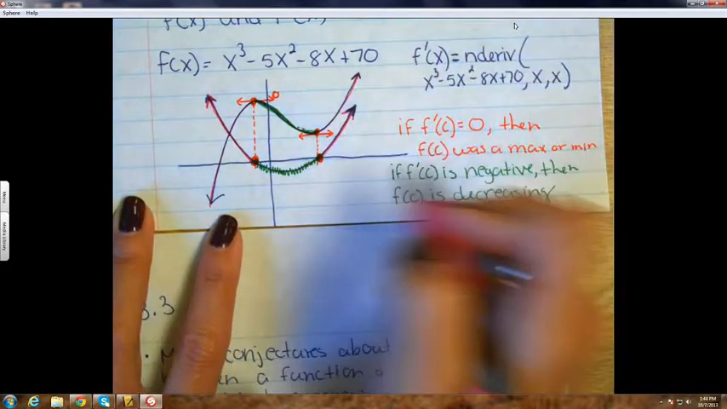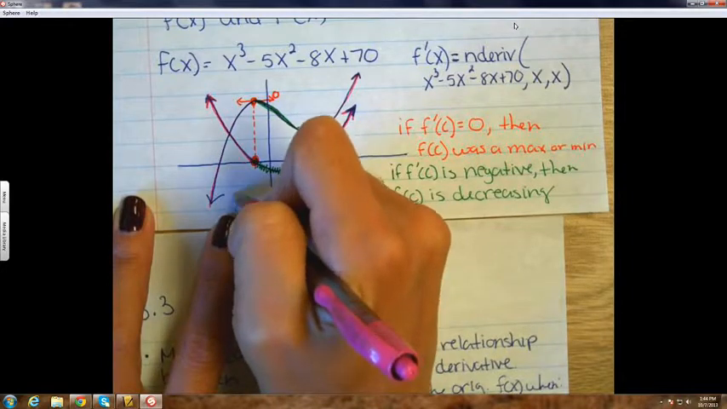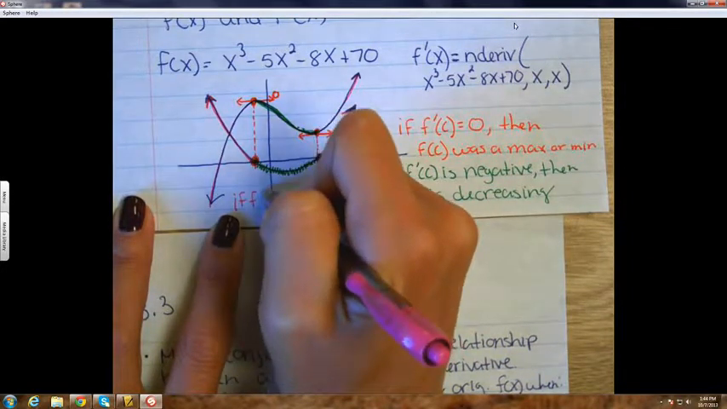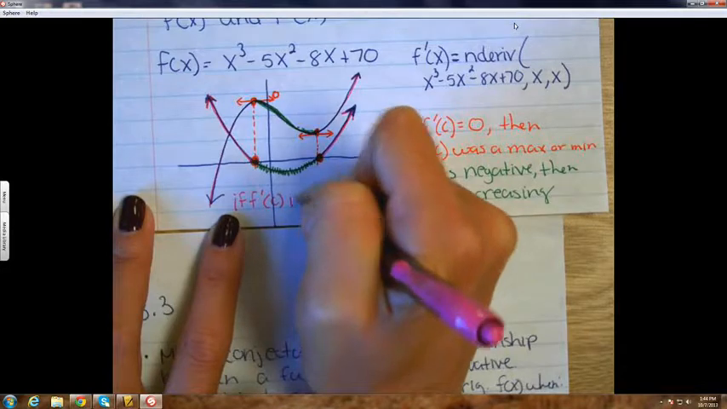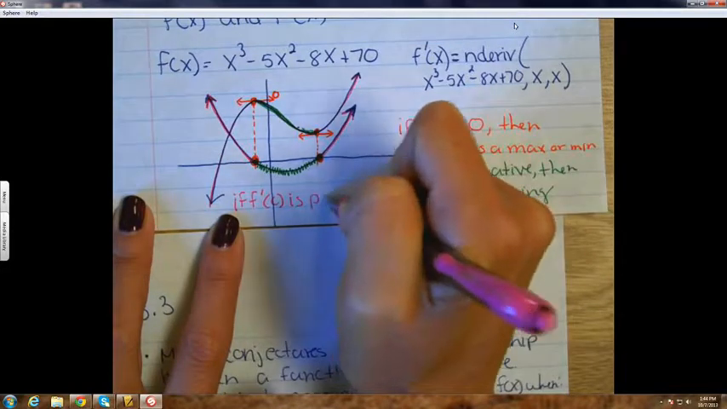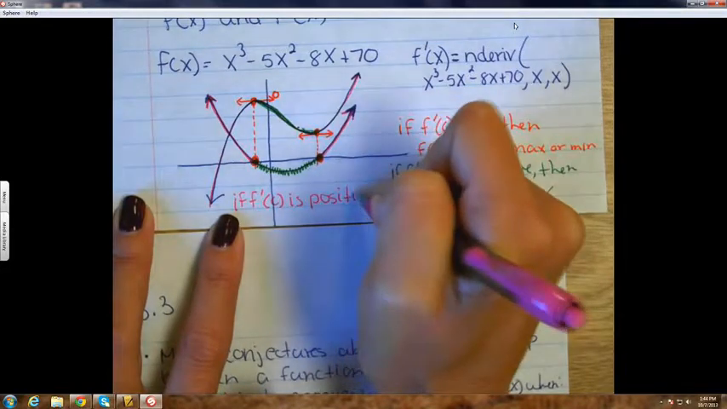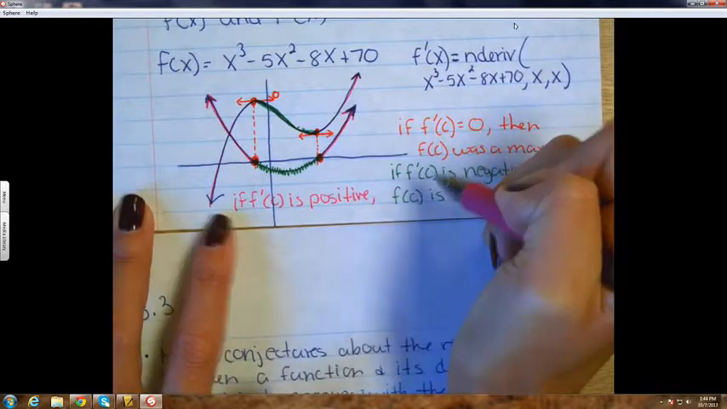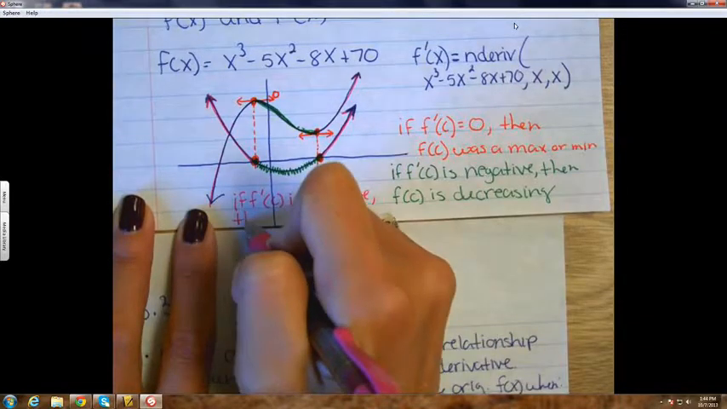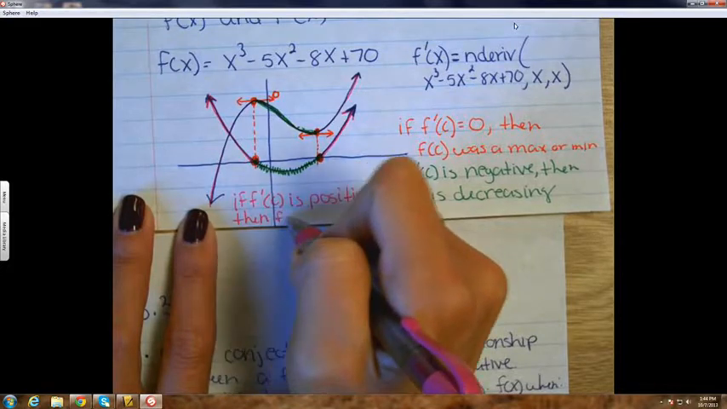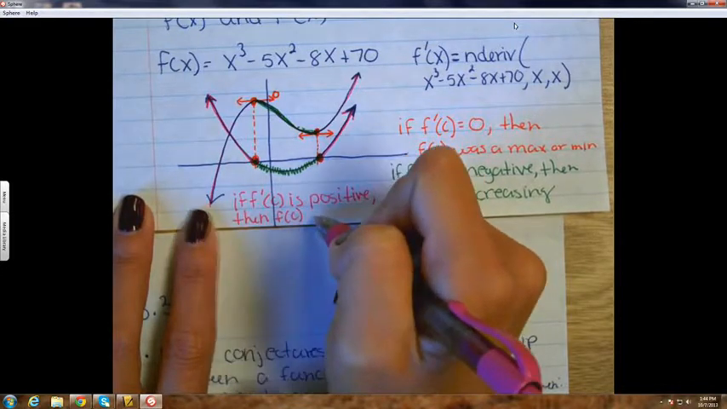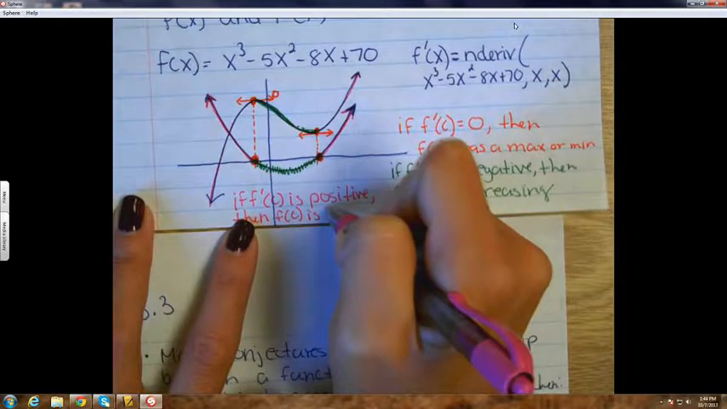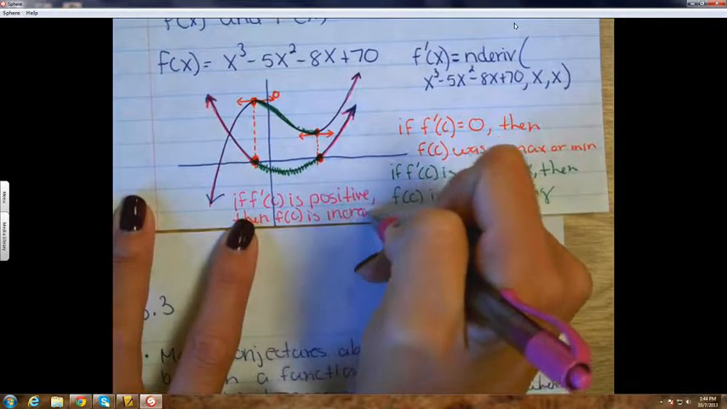So the third big idea is if the derivative is positive, then the original function, f of c, is increasing through that point.